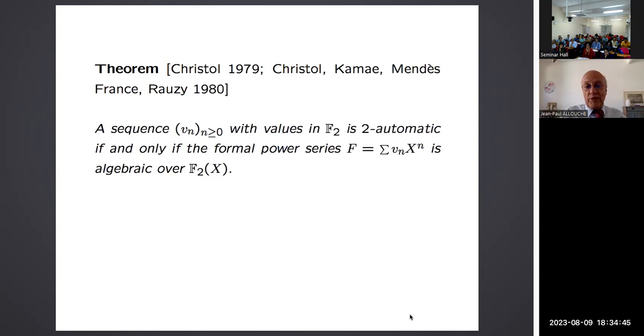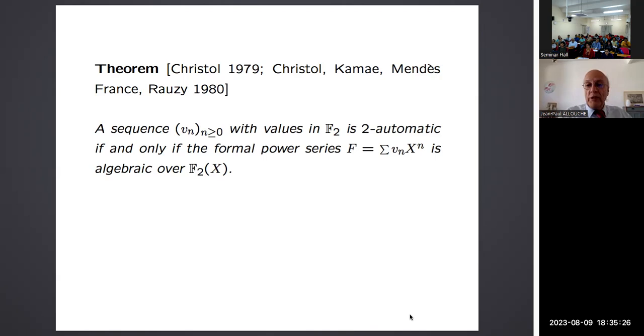This is a theorem due to Christol in 1979, and completed by Christol, Kamae, Mendès France, and Rauzy one year later in 1980. The statement is, you have a sequence with values in F2, the field with two elements. It's 2-automatic, that means that the 2-kernel is finite, if and only if the corresponding formal Laurent series is algebraic over the rational functions mod two. So we have an algebraic property, which is equivalent to a purely combinatorial property. Just look at the 2-kernel.